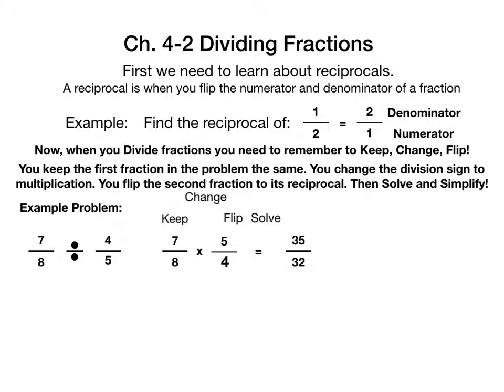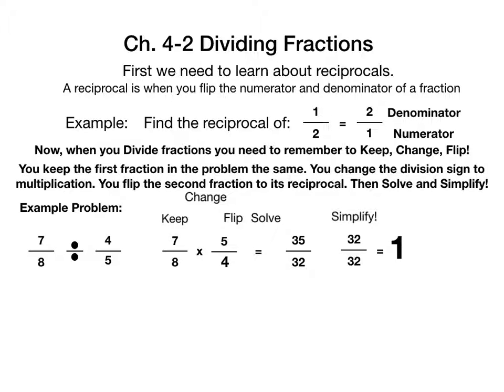We're not done yet. We still need to simplify. So when the number on top, the numerator, is bigger than the number on the bottom, the denominator, you have an improper fraction. The denominator is 32. So that means there are 32 parts to a whole. You need 32 parts to have a whole one. So if we take 32 out, we would have one whole.